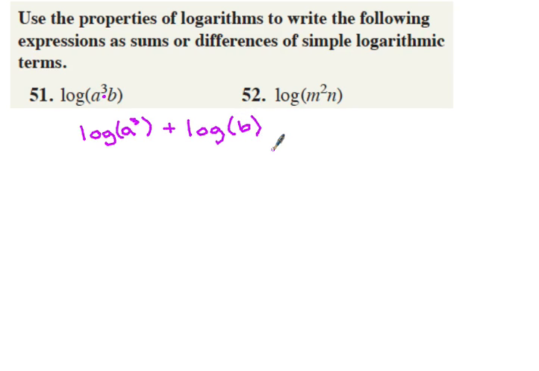And so now we've undone the multiplication step there by going to our property where we can add two different logs. And then we can apply that last property we just looked at and move the exponent out front. So this can be written as 3 log a plus log b.